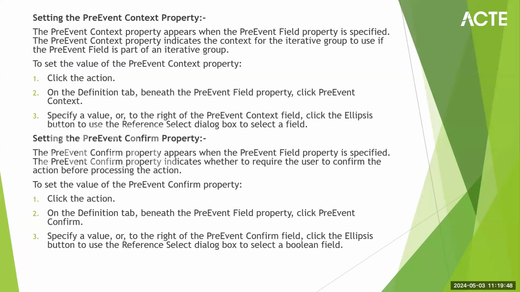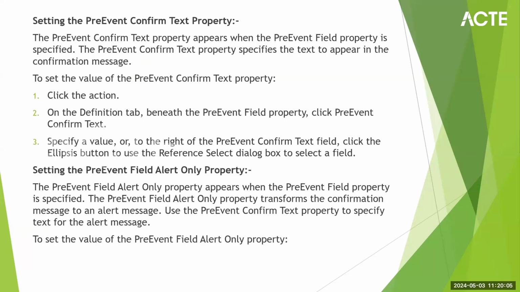How do you do that? Click on the action on the definition tab beneath the pre-event field property, click on the pre-event confirm and specify a value to the right of that. If you have any existing field which is already created with the same value, then you can map it. Setting the pre-event confirm text property is nothing but a message like, are you sure you want to delete or execute this field?